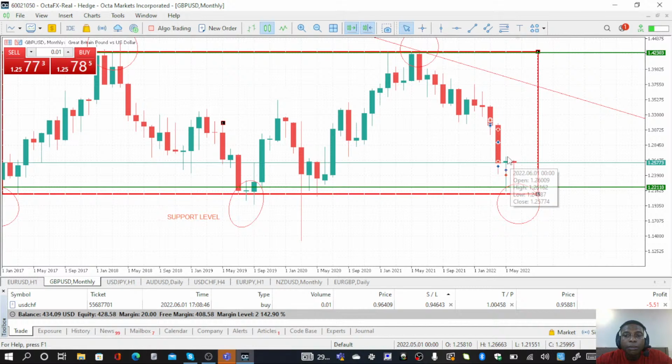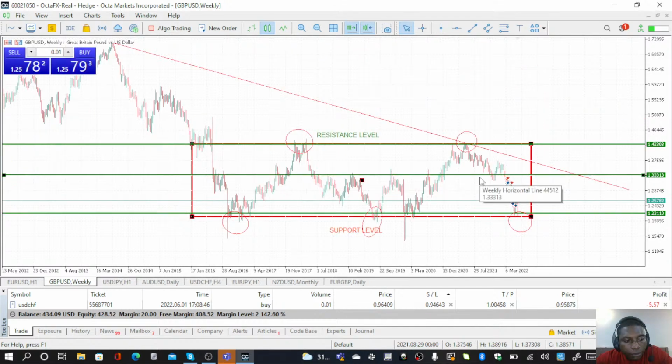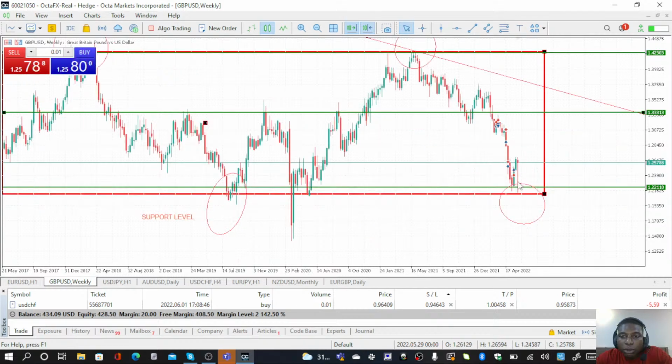Now look at it. There is a minor resistance level here. If we are going to be taking a trade, we'll most likely be targeting this minor resistance level as our take profit level. Do you get that? Now let's look at the daily time frame, which will take us lower, so that we can actually see what price is doing at the lower time frame.